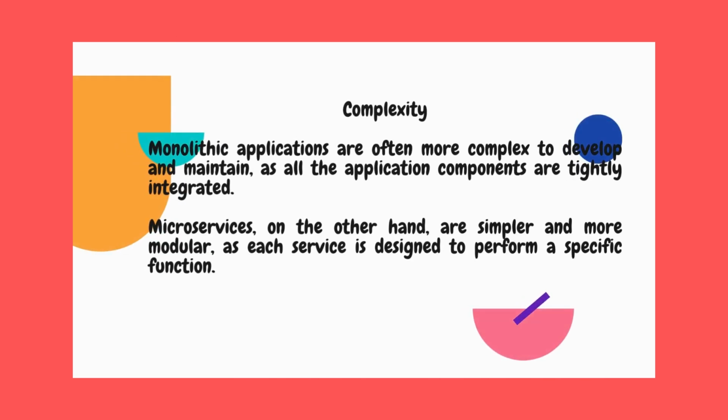Moving on to the differences, the first point I would like to talk about is complexity. Monolithic applications are often more complex to develop and maintain as all application components are tightly integrated. Microservices, on the other hand, are simpler and more modular, as each service is designed to perform specific functions.